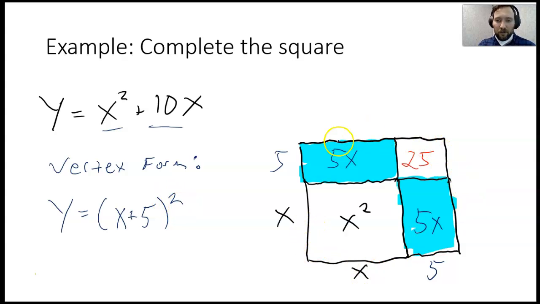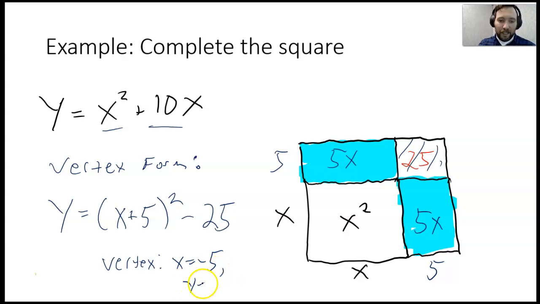That gives me the whole square because it's x plus 5 units across and x plus 5 units up and down. So the area of the big square is x plus 5 quantity squared. What do I have to subtract off? I have to kill off this last piece to leave me with just what I wanted, x squared plus 10x. And notice you can read off the vertex now. The vertex is at x equals minus 5 and y equals minus 25.